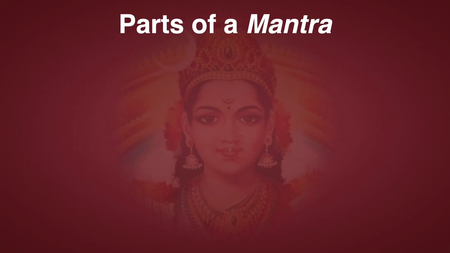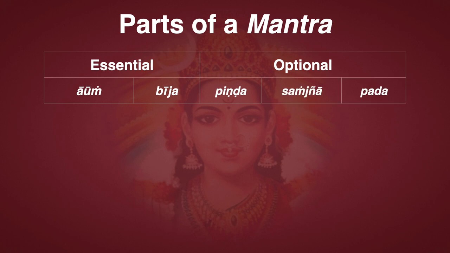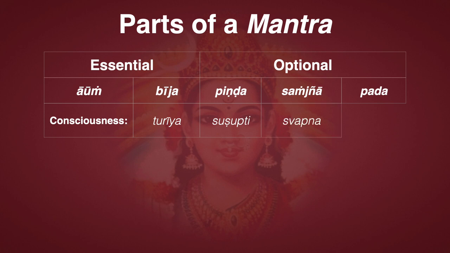Parts of a mantra are basically divided into two kinds, essential and optional. The essential parts are Aum and the bīja. And the optional parts are called piṇḍa, saṃjñā, and pada. Now, each of these parts represents a layer of consciousness. Bīja represents turīya, piṇḍa represents suṣupti, saṃjñā represents svapna, and pada represents jagrat.